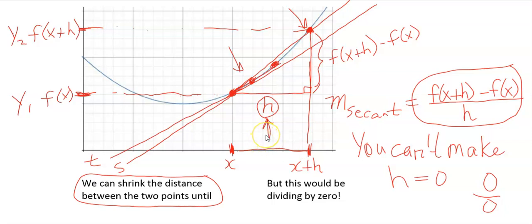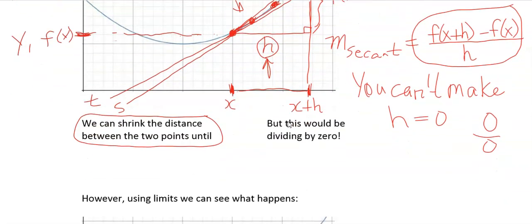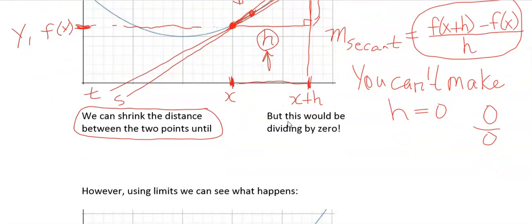Now, I got a question for you. Where have you heard, in just the last few lessons, a technique something like that, where you can make something get closer and closer to a value, but you can't actually make it that value? That's limits, isn't it? And that is why we spent the first part of this unit going over limits. So even though you can't make h equal 0, by golly, you can take the limit as h goes to 0.